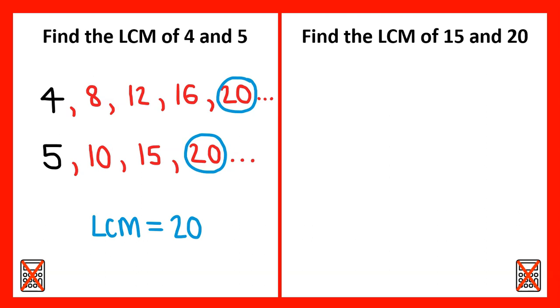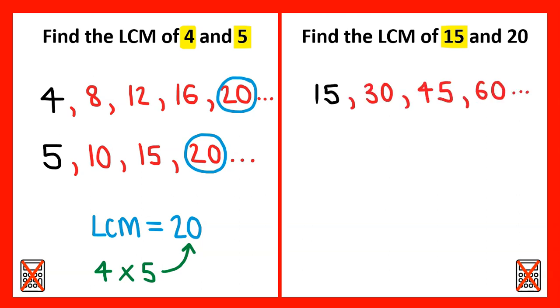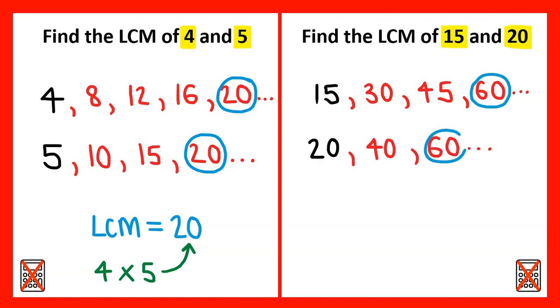A common misconception is that people think you can find the lowest common multiple just by multiplying these two numbers together. In the first example, 4 multiplied by 5 does in fact give us 20. But let's work through the next example, starting with listing some of the multiples of 15: 30, 45, 60. Next, moving on to 20: 40, 60. Here we can see the lowest common multiple between these two numbers is 60.